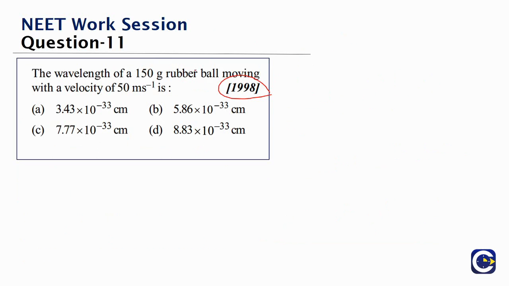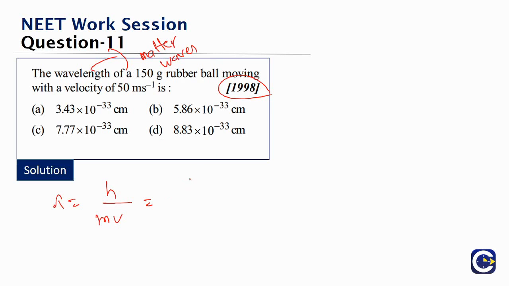This is a question related to the wavelength, the wavelength of matter waves as per the de Broglie theory. We have to find the wavelength of a 150 gram rubber ball moving with a velocity of 50 meter per second. So it's a straight question, right? So what is the lambda formula? h by m into v.